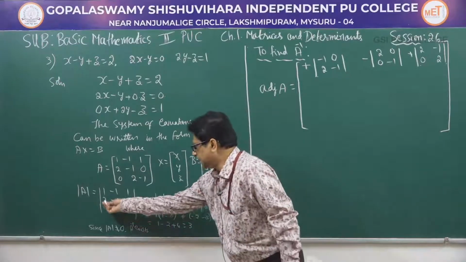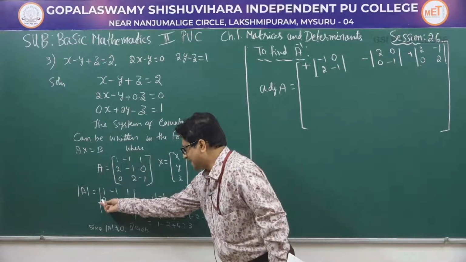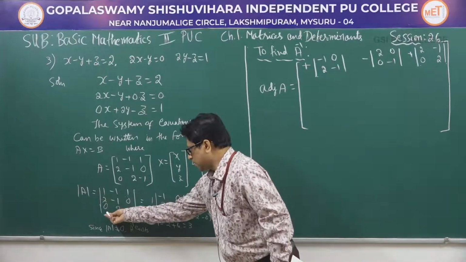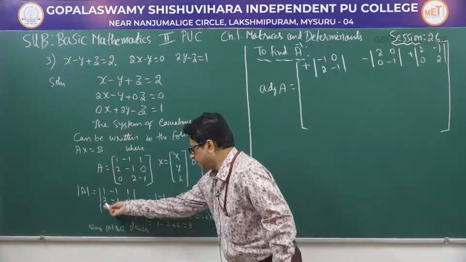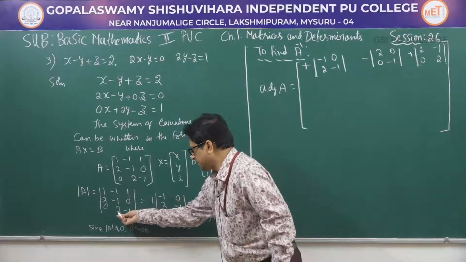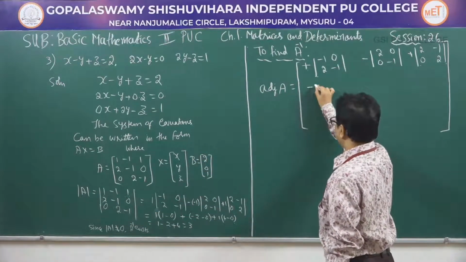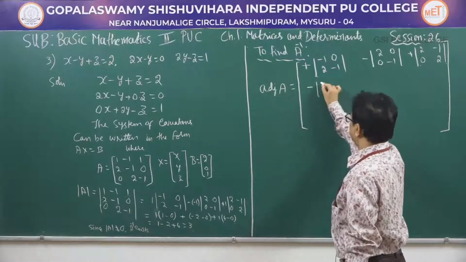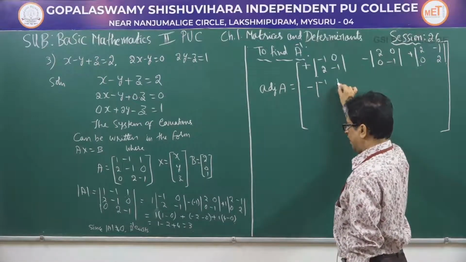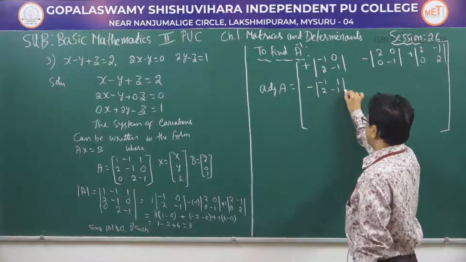Next we shall find the cofactor of 2. 2 lies in the second row, first column. We eliminate the second row and first column and take the determinant of the remaining elements. That is, first we write the sign of the cofactor, minus. So, determinant of -1, 1, 2, -1.